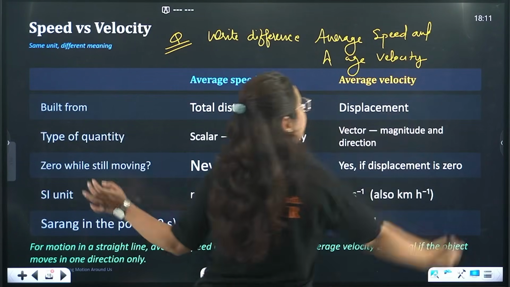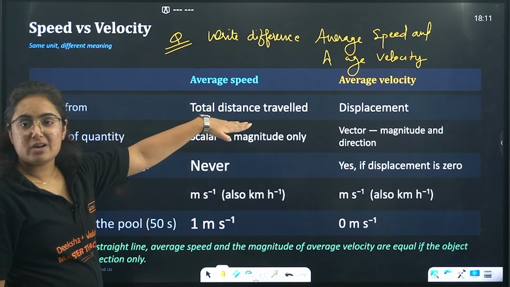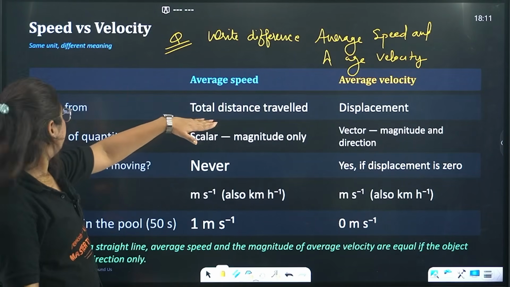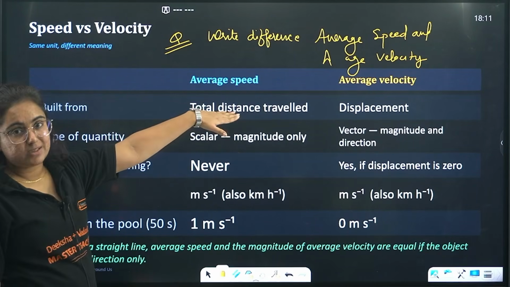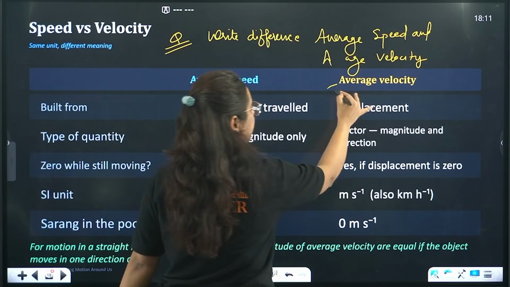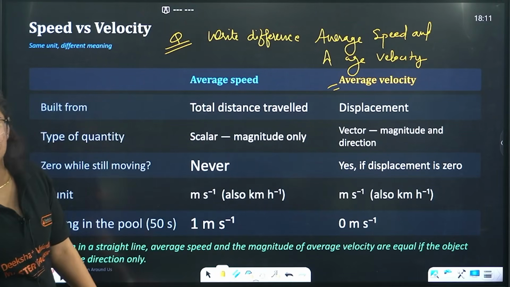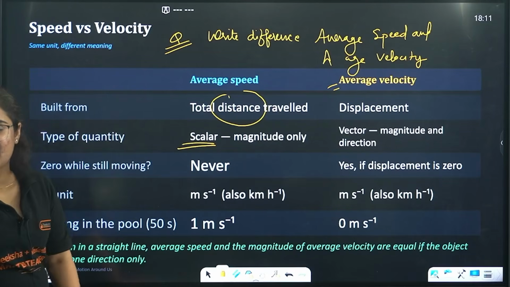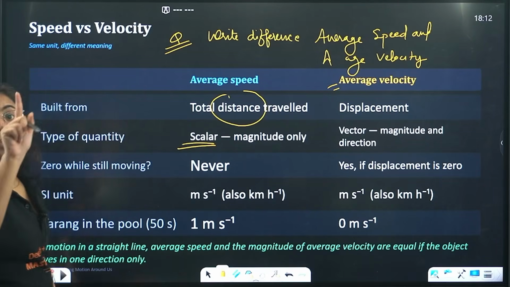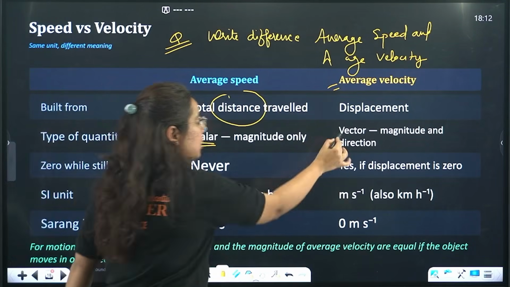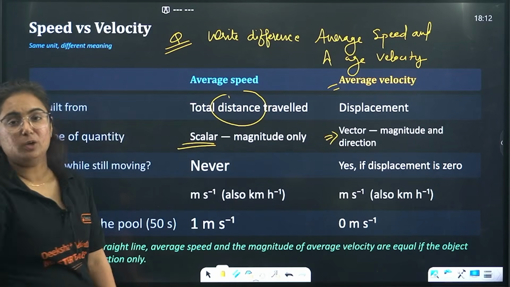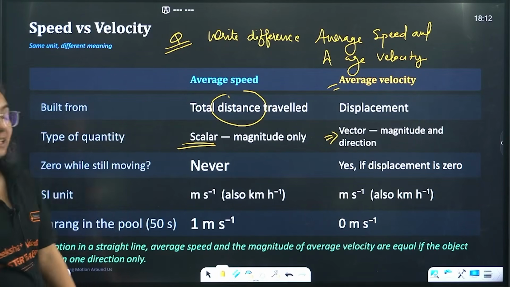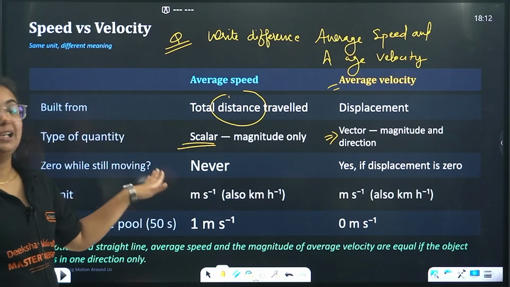So average speed comes from distance. It depends upon what, beta? Total distance traveled. However, average velocity depends upon total displacement. As distance is a scalar quantity, this also becomes a scalar quantity, telling us only about the magnitude, no direction. However, velocity tells us about the magnitude as well as the direction.